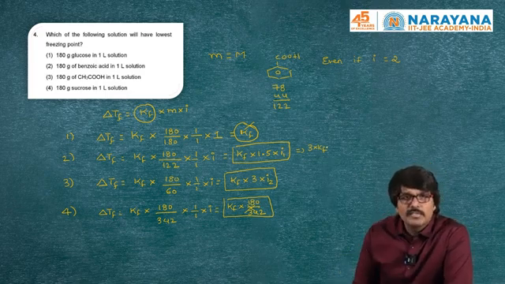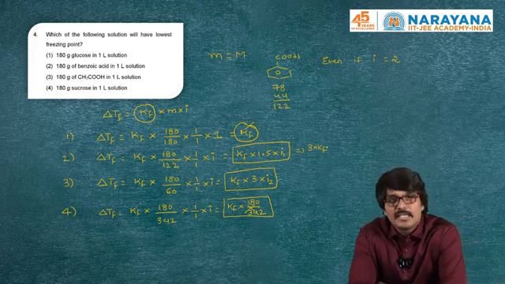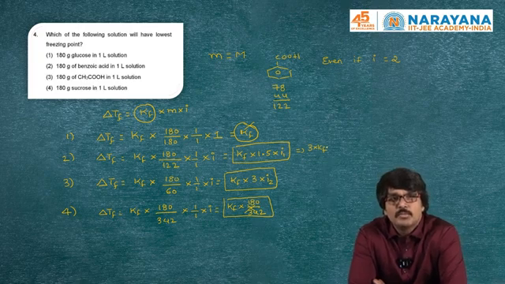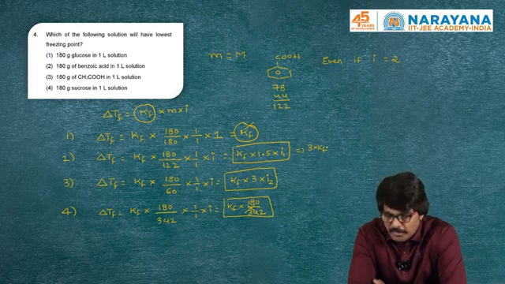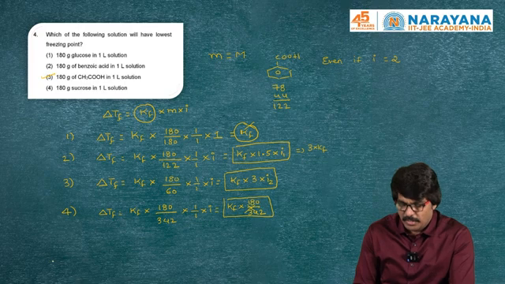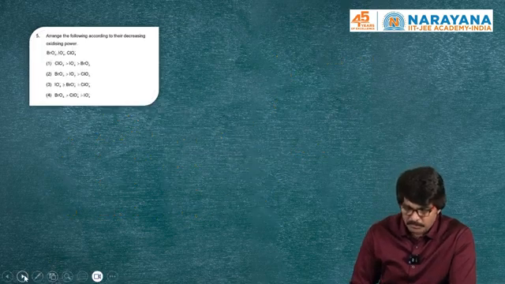Any value greater than 1 you substitute, you will be getting delta Tf more for the acetic acid solution. Depression in freezing point is more. So obviously the freezing point of the solution will be least. So based on that, we can go for the choice of option 3. So here this is from colligative properties, depression in freezing point.